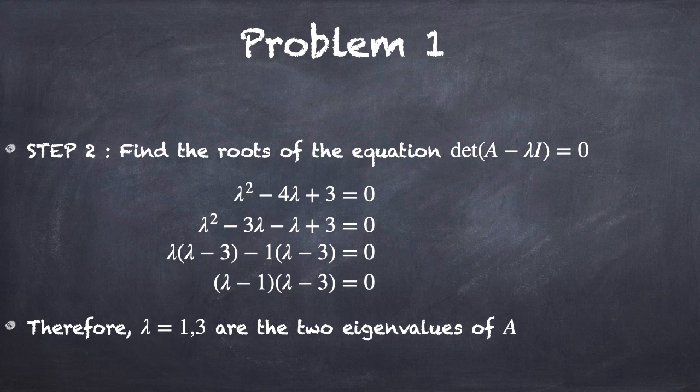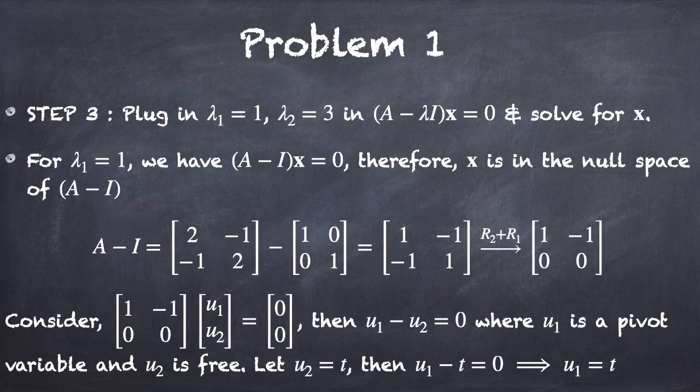This tells you that the two roots come from lambda minus 1 equals 0 and lambda minus 3 equals 0. That tells you that lambda equals 1 and lambda equals 3 are the two eigenvalues of A. So that completes step 2, in which we find the eigenvalues of the matrix A. Now the next step is to find the eigenvectors. We denote the two eigenvalues as lambda 1 equals 1 and lambda 2 equals 3 so that we can differentiate between them. We just changed the notation a bit.